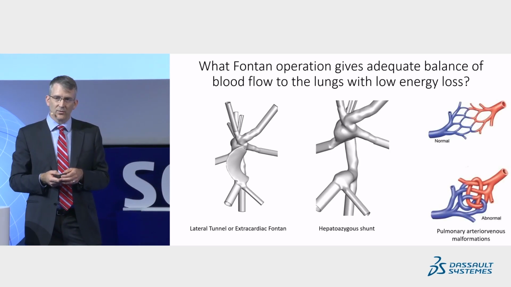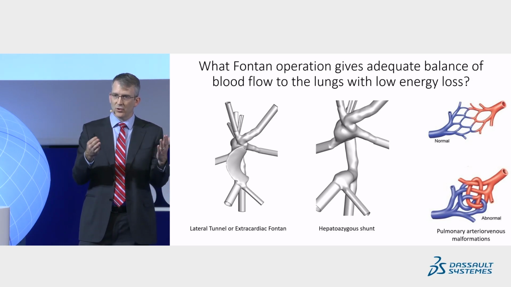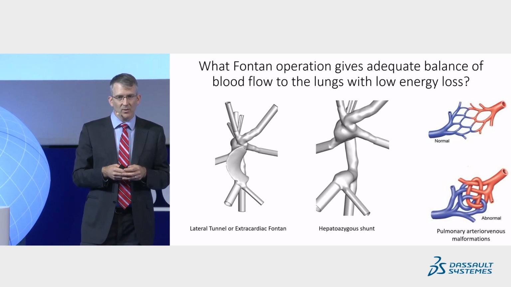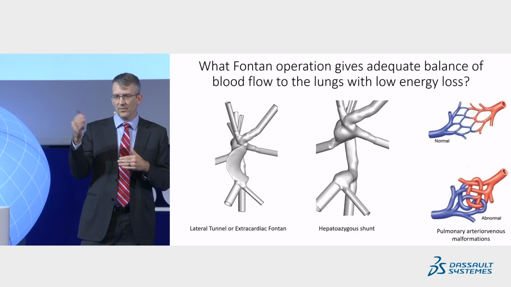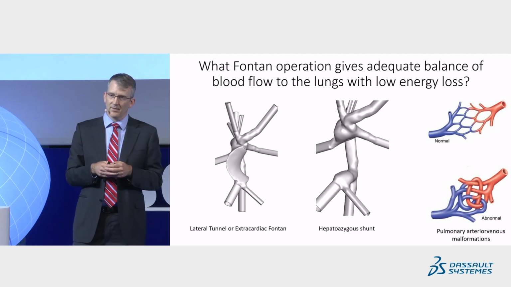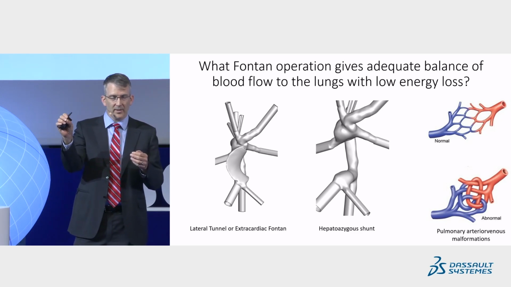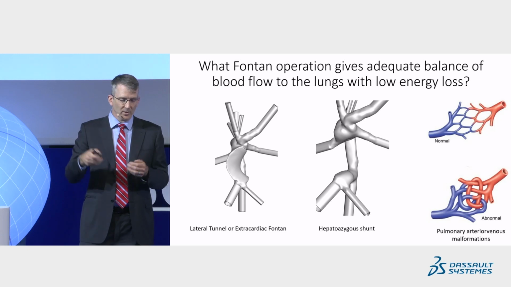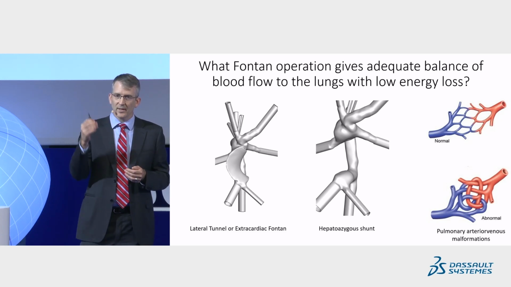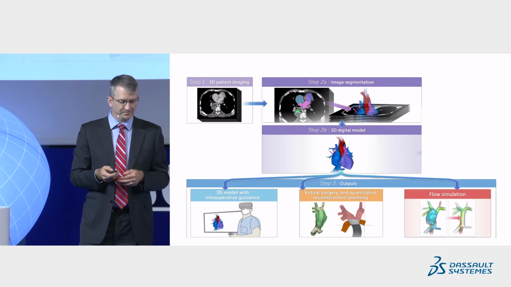And really the challenge for this patient is the blood return from the liver has to distribute somewhat evenly to both lungs. Otherwise, if one lung gets very little or no blood flow from the liver, you'll develop abnormal blood vessels in that lung called pulmonary arteriovenous malformations, where the blood will go directly through the lung without picking up oxygen, and this is a progressive and fatal condition. So what we really have to do is get the operation right the first time.